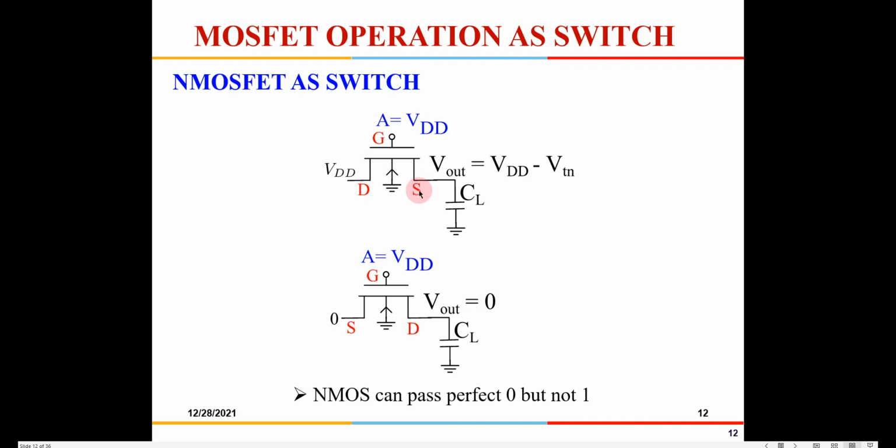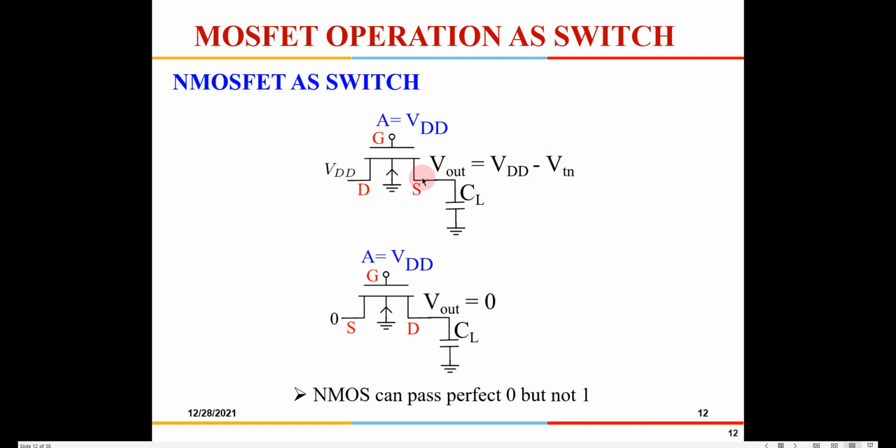So that is the reason this is source and this is drain. Now if you see here, as the output voltage keeps increasing and reaches V out becoming VDD minus VTN, this transistor will get switched off. Why? Because when this reaches VDD minus VTN, what is VGS? Here we are applying VDD to the gate, and this output voltage is VDD minus VTN, right?